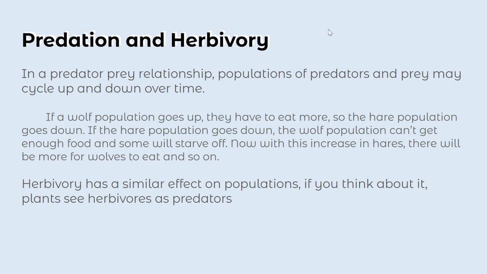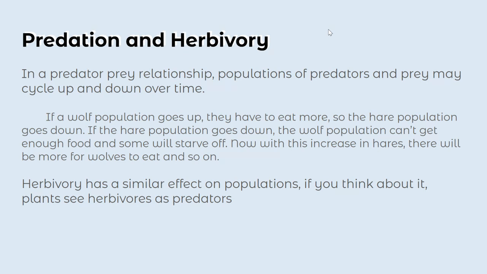Some will starve off. And now that there's less wolves around, the rabbits will be able to increase more, and then there will be a higher rabbit population. And if there's a higher rabbit population, it can support more wolves. And then the wolf population will go up, and then it'll just keep cycling over and over and over again.